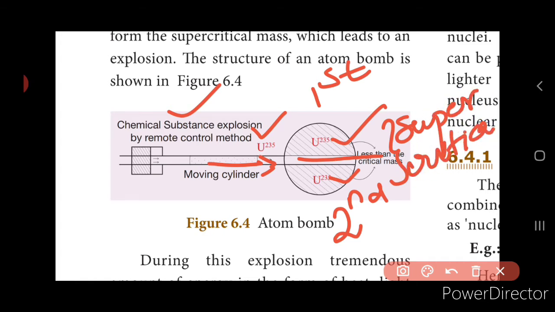Supercritical mass. So it will exceed the critical mass, it will become supercritical mass. So what will happen? It leads to explosion, that is, a rapid, uncontrolled chain reaction takes place, due to which it leads to explosion. So this is how the explosion takes place, or how the atom bomb works.